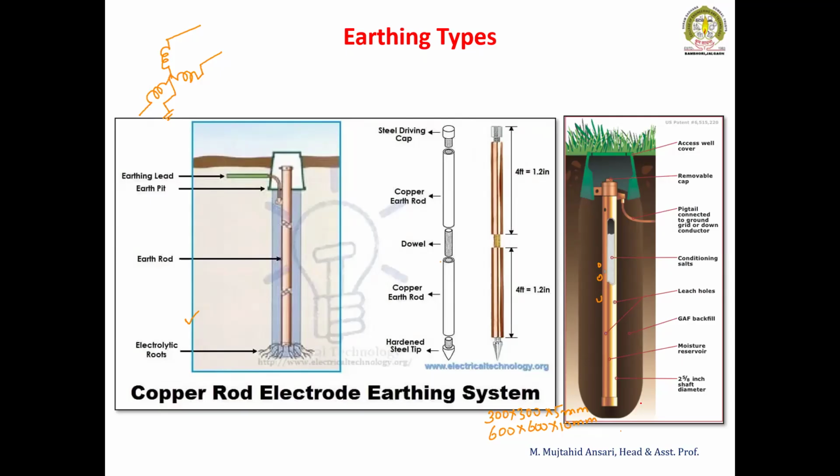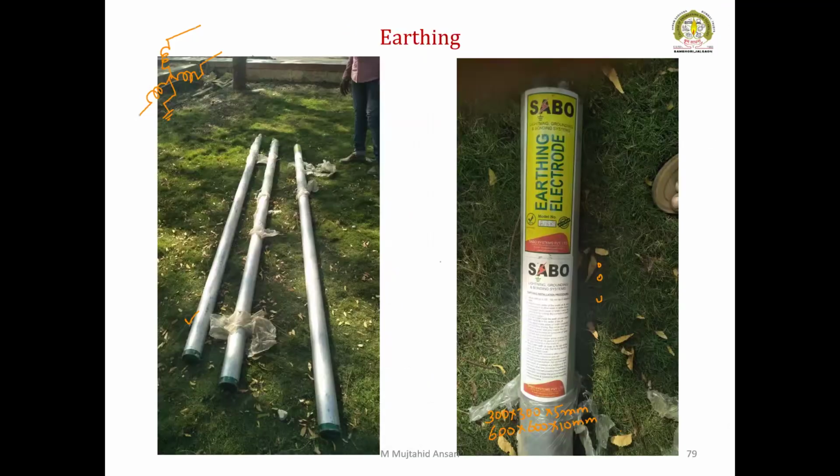So these are the actual earthings. This is also called an earthing electrode, for chemical earthing. The length is around 10 feet. This is 10 feet in length.